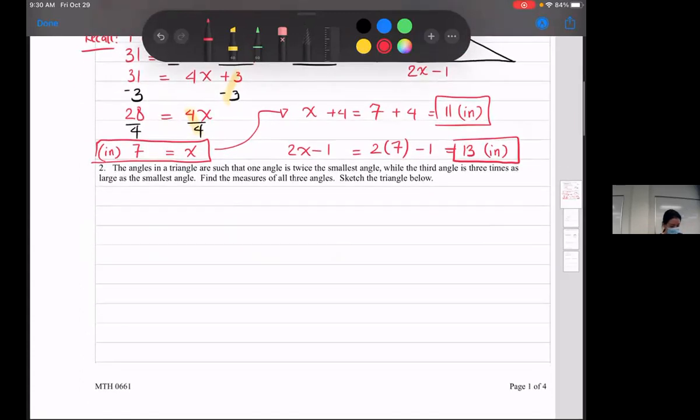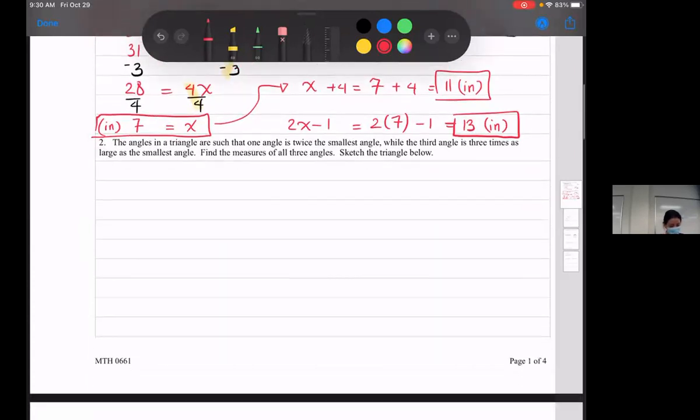All right, number 2. The angles of a triangle are such that one angle is twice the smallest angle, while the third angle is 3 times as large as the smallest angle. Find the measure of all 3 angles. So first thing first, draw your picture. I'll give you credit if you draw your picture on the exam, and make sure you label them too.